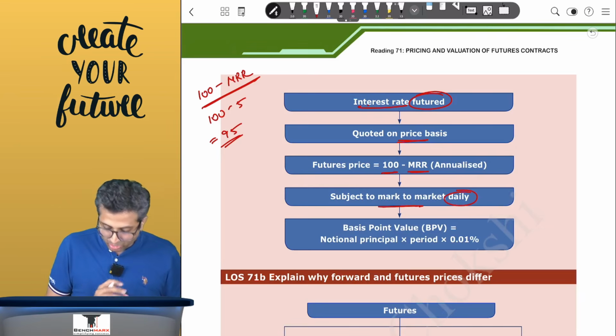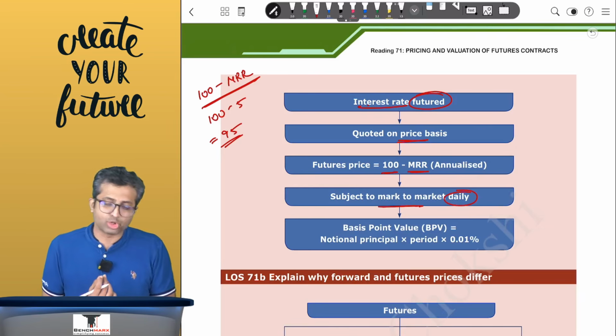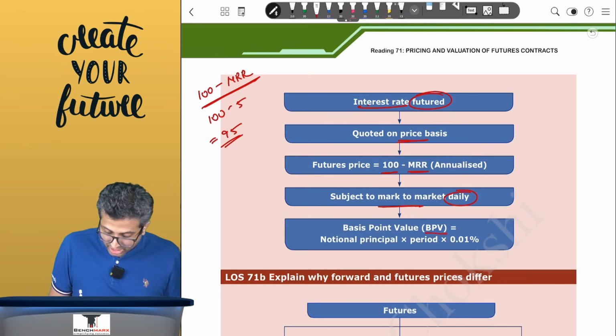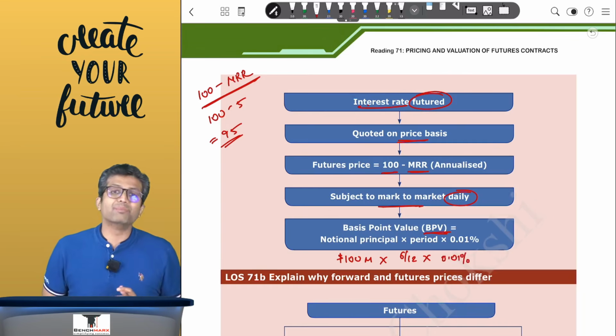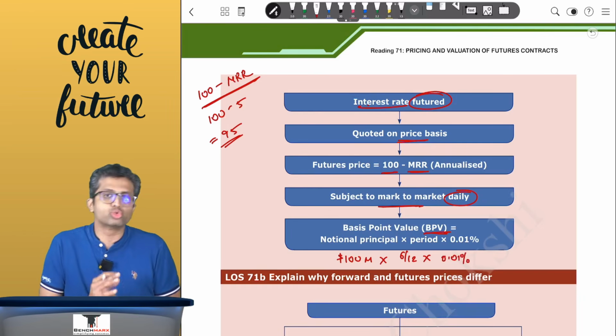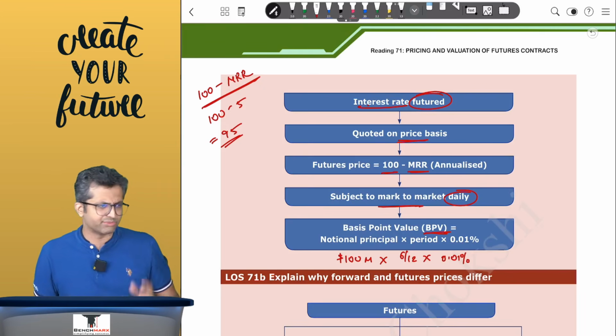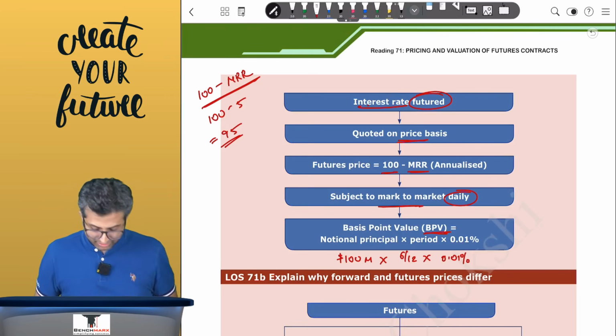Again, they are subjected to mark to market daily, and there is something called the basis point value, which is nothing but the notional principal. Let's say that is $100 million into the period, let's say it is 6 by 12, into, for example, 0.01%, which means if there is a change of 1 basis point, then by how much will be the change in the value of the interest rate future? That is called the basis point value.